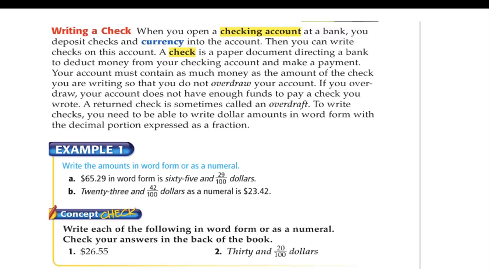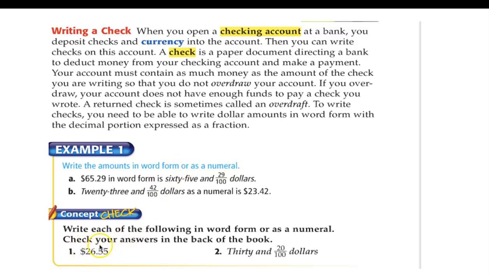So when you write a check, you have to write out the amounts in words, okay? To write checks, you need to be able to write dollar amounts in word form with the decimal portion expressed as a fraction. So let's look at an example here. 65.29 in words is 65 and you say 29 over 100. So this is your change part, which is exactly what we were doing when we were writing decimals as fractions.